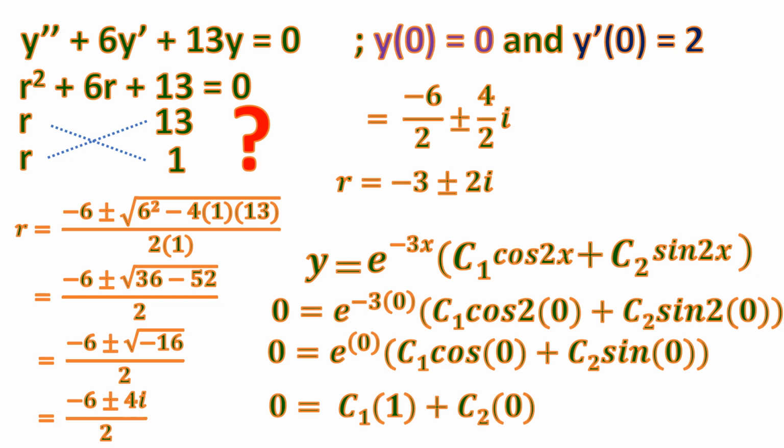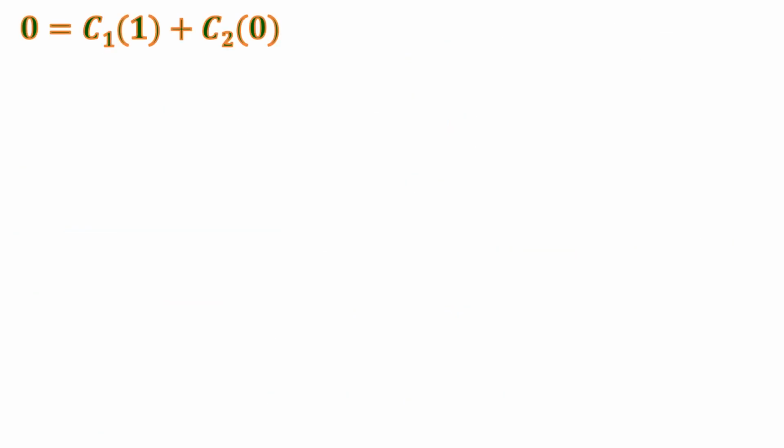e raised to the 0 is just 1. Any number raised to 0 is 1, and so we don't need to put that. Cosine of 0 is 1, and sine of 0 is 0. And so it becomes c sub 1 times 1 and c sub 2 times 0. So let's copy the last part because we don't have enough space, and then we'll continue. Multiplying c sub 2 times 0 is 0, and c sub 1 times 1 is just c sub 1. That means c sub 1 equals 0.